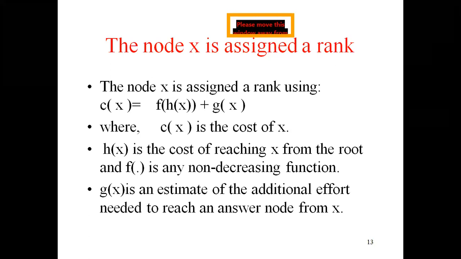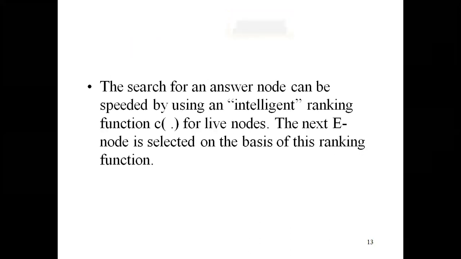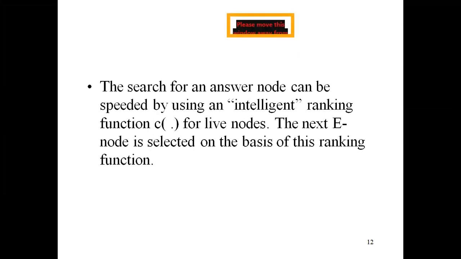The search for an answer node can often be speeded up by using an intelligent ranking function already given. What is this? An intelligent ranking function used for live nodes. So the next E node is selected on the basis of this ranking function. We are selecting the next E node.